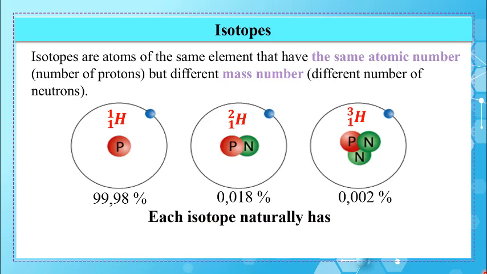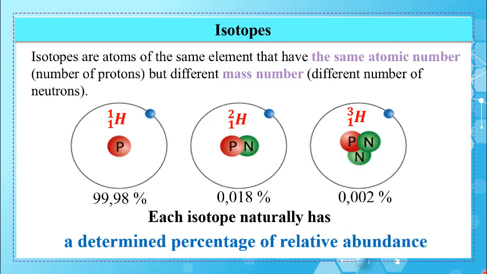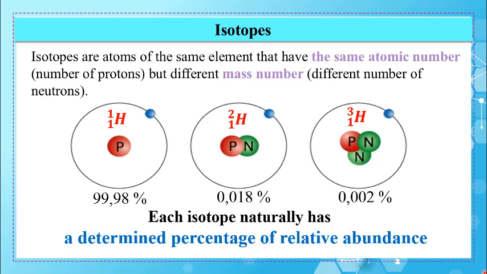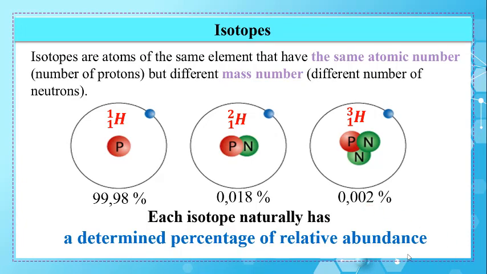Each isotope naturally has a determined percentage of relative abundance. 99.98% of hydrogen exists in nature as hydrogen-1, while only 0.018% of hydrogen exists as hydrogen-2, and only 0.002% of hydrogen exists as hydrogen-3.